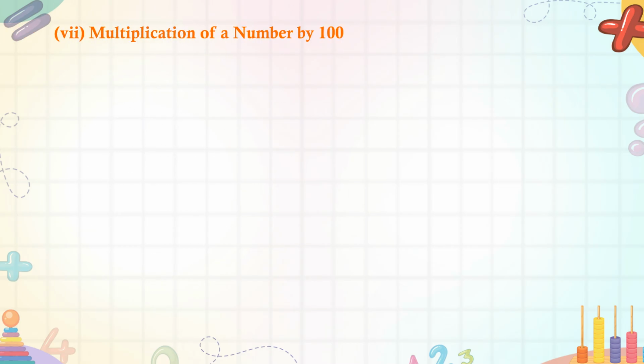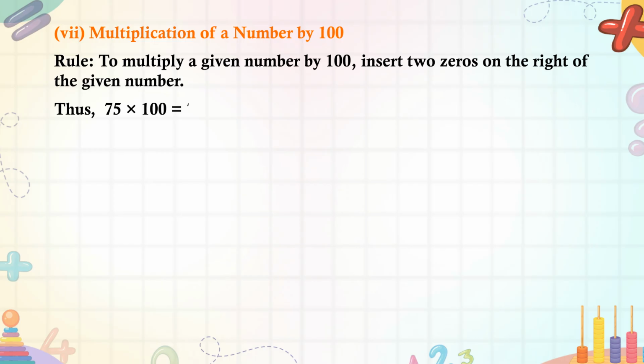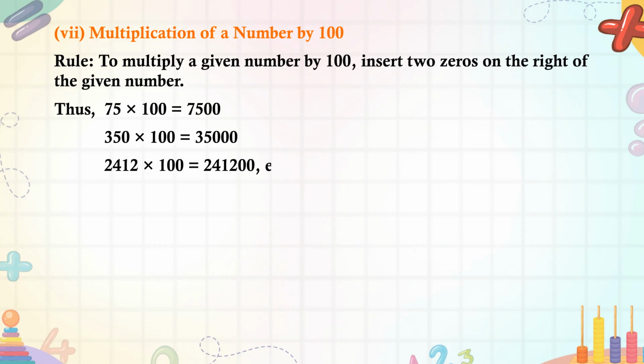7. Multiplication of a number by 100. Rule: to multiply a given number by 100, insert 2 zeros on the right of the given number. Thus, 75 multiply 100 is equal to 7,500. 350 multiply 100 is equal to 35,000. 2,412 multiply 100 is equal to 2,41,200, etc.